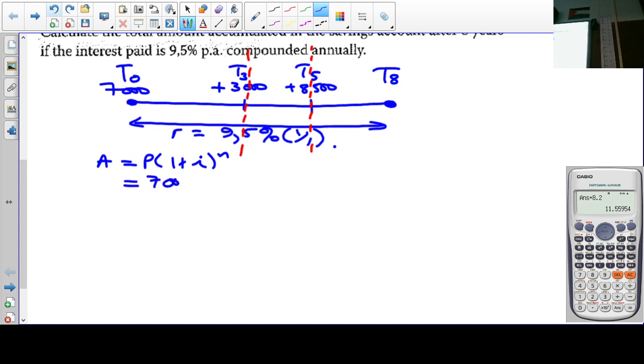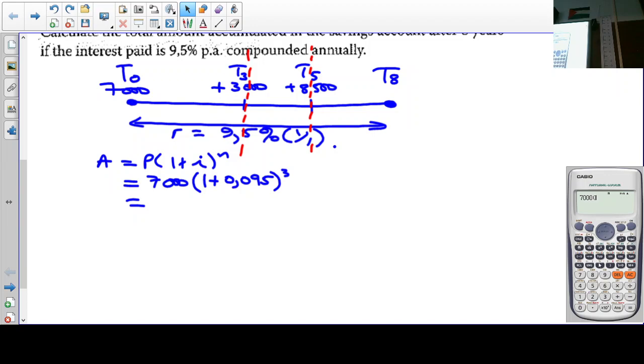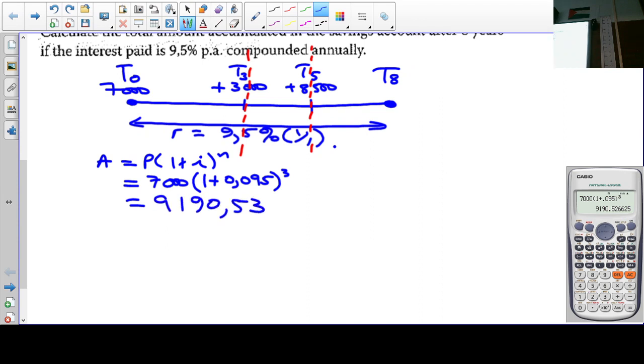What's going to be 7,000 into 1 plus 0.095 to the power 3? So what does that give us? Alright, so it's going to be 7,000, open brackets, 1 plus 0.095 to the exponent 3. That gives 9,190 Rand and 53 cents. You all agree with that?